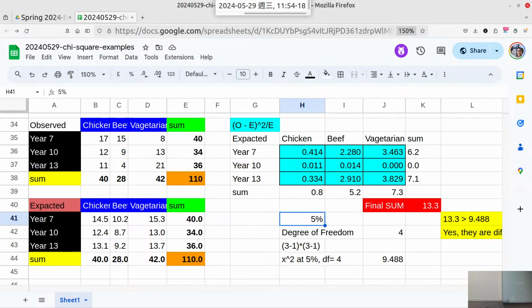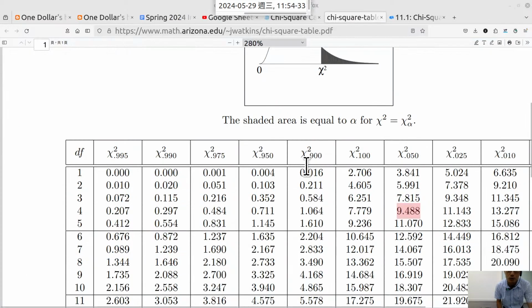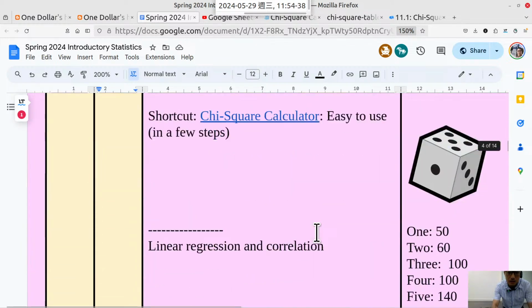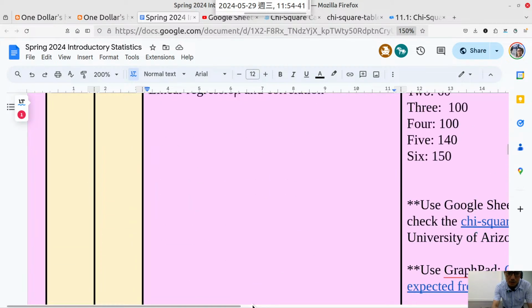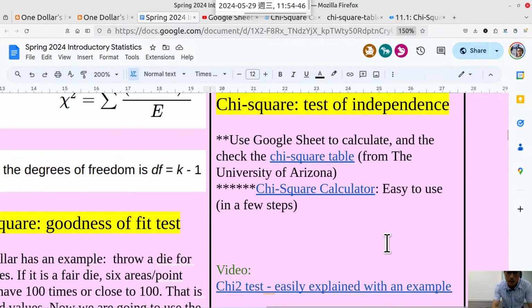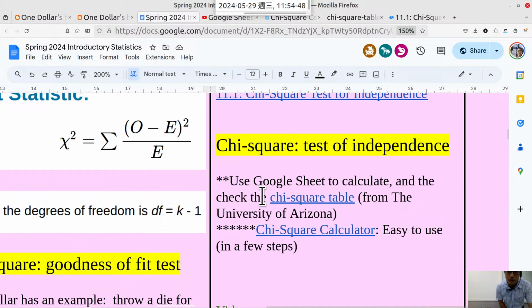Okay, let me watch yours. Yeah, I also share that. You can check the table here. Next week, I will have different example to review these. You can check it here. No, sorry, here. Check the chi-square table from the University of Arizona. Okay, get it?